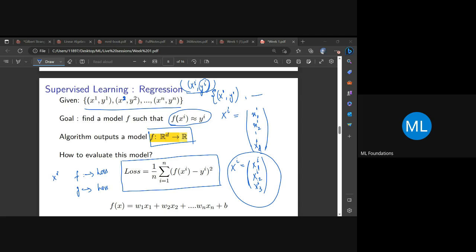I see a lot of messages in the chat box. I will look at the chat later.